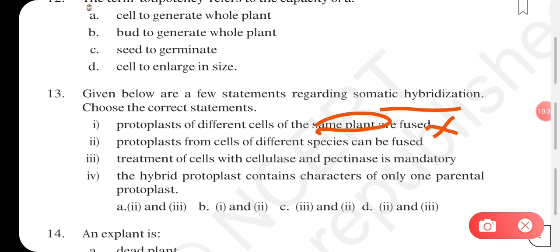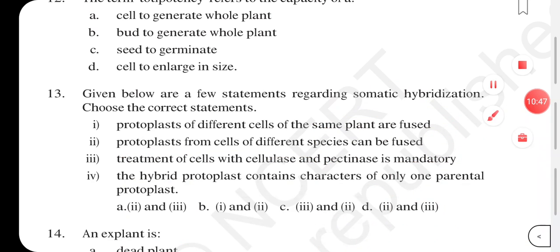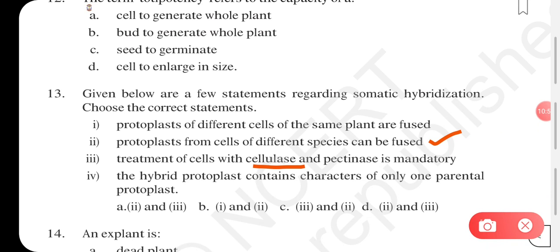We are not taking protoplasts from different cells of the same plant; they are from different species. So in somatic hybridization, the protoplasts from the cells of different species are fused, and so this is correct. Treatment of the cells with cellulase and pectinase is also mandatory. The hybrid protoplast contains characters of only one parental protoplast? No, it's a fusion, so how can it be only one parental? So the correct options are the second and third, which we see in option D.